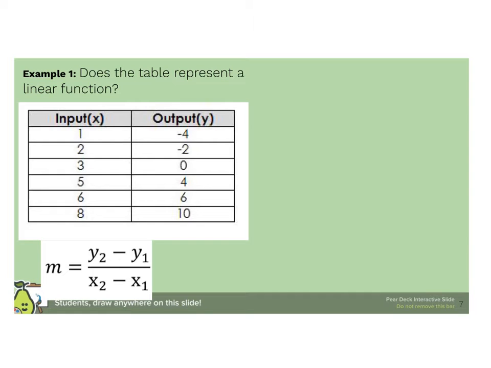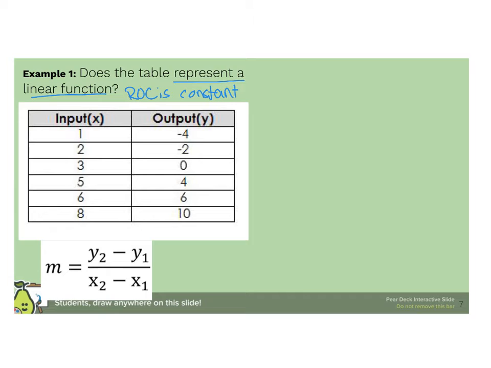Okay, so here's our first practice problem. What we're doing today is we're trying to figure out, does the table represent a linear function? Is this linear? Is this going to be a straight line if I graph it? What does that mean? This means the rate of change is constant. How are we going to figure that out?